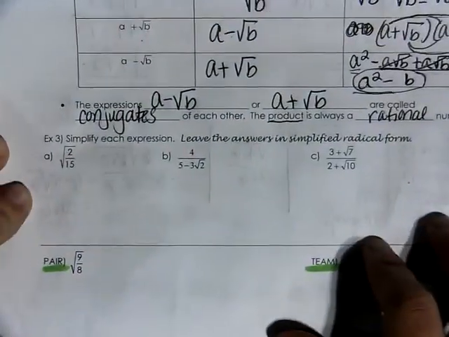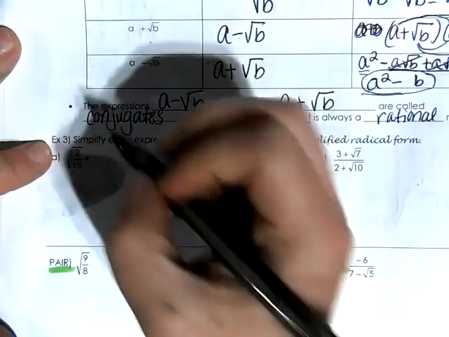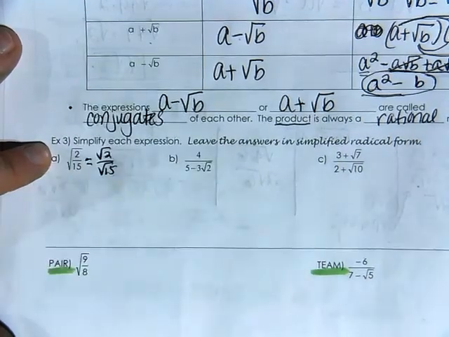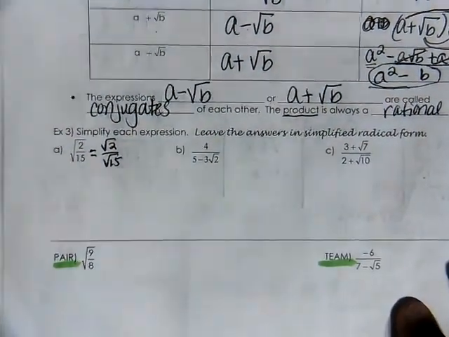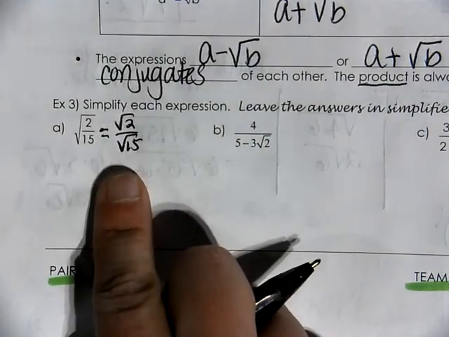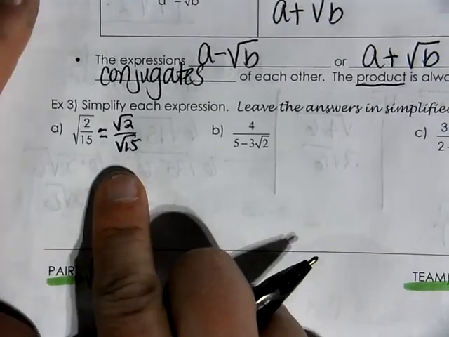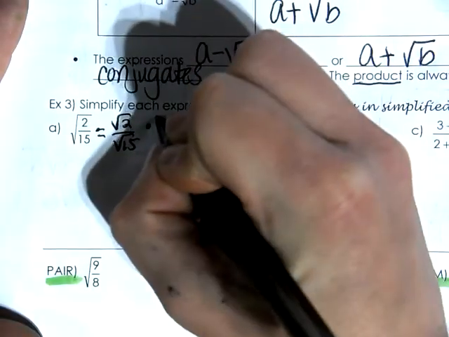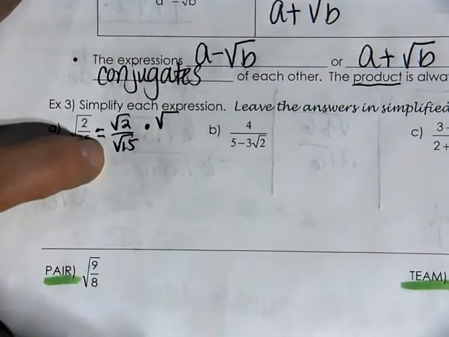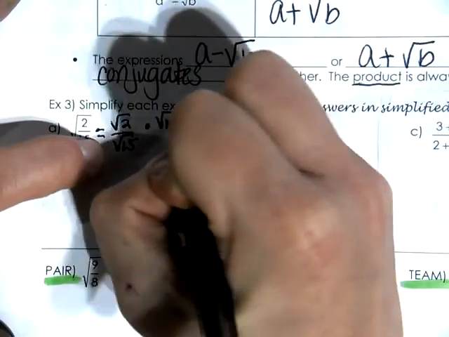All right, let's go ahead and look at example number 3 and apply this idea. The first thing we're going to do, just like we did before, is split this apart into the square root of 2 over the square root of 15. But unfortunately, for this problem I can't do anything. The square root of 15 is not a perfect square. I'm stuck. Whenever you're stuck, you need to rationalize the denominator by multiplying both the numerator and the denominator by the radical that is in the denominator, and that is the square root of 15.